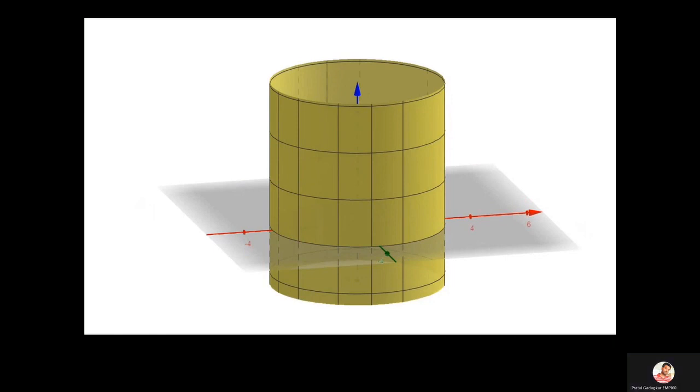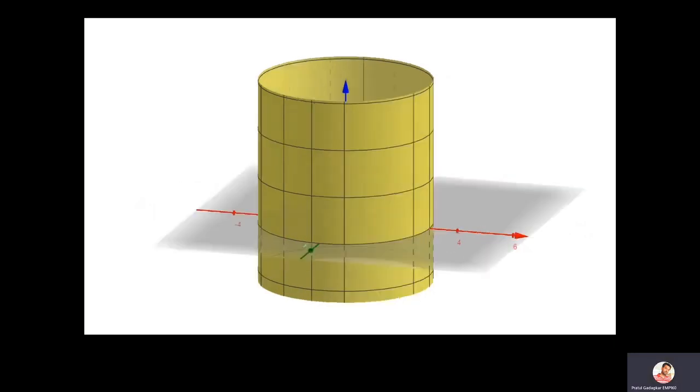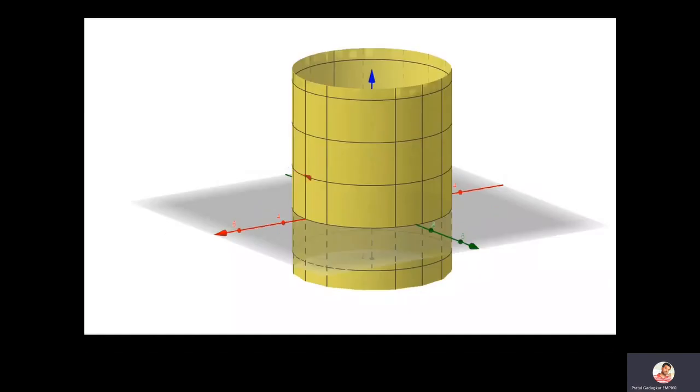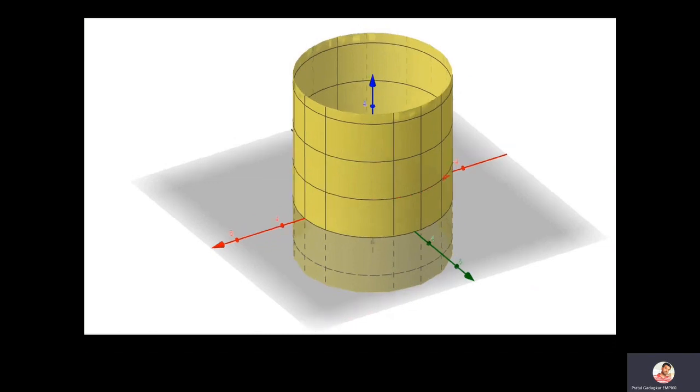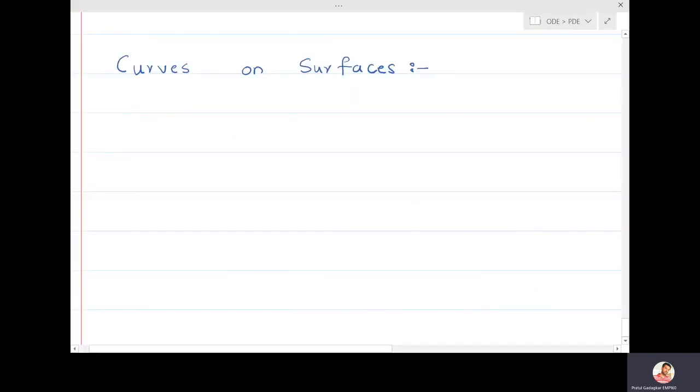You can also see a red pointer which is moving along that circle. So x and y coordinates are varying along x equal to a cos theta and y equal to b sin theta. So there it is 3 cos theta and 3 sin theta. So this is how the entire cylinder is formed, and the vertical lines are the z coordinate.